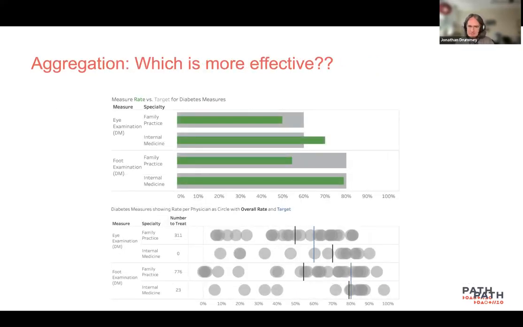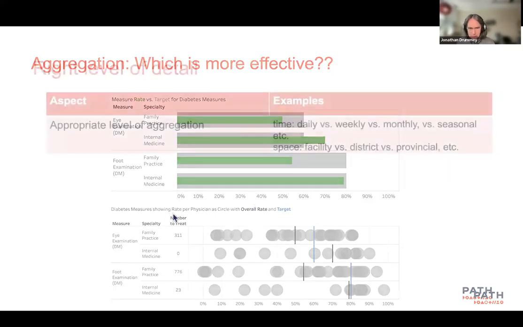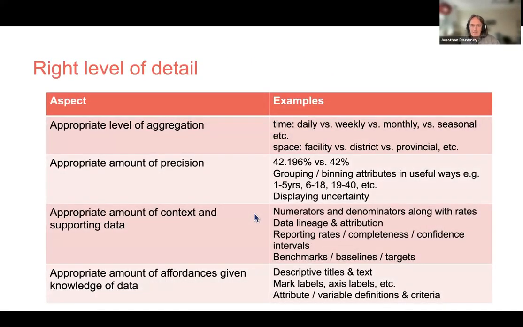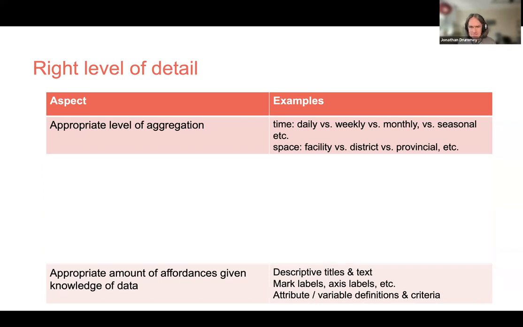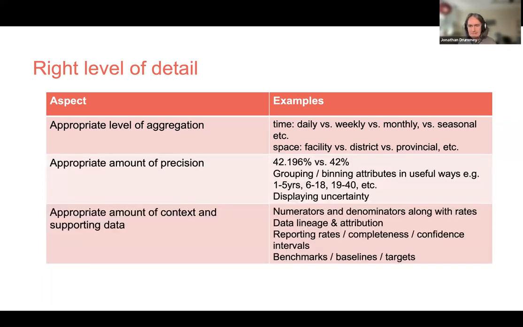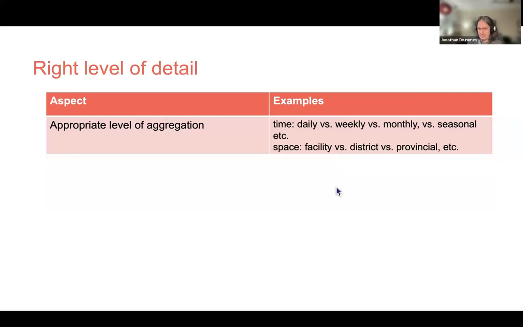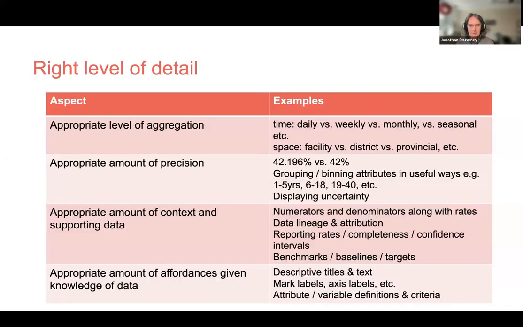So that's another piece of aggregation to think about. Then we have some other pieces of this: what is the amount of precision in our data? In a lot of cases, we don't need to show lots of decimal places, or we don't need to show every single age group that we're working with here. We may need to show uncertainty with our audiences as well, and how they're doing it.